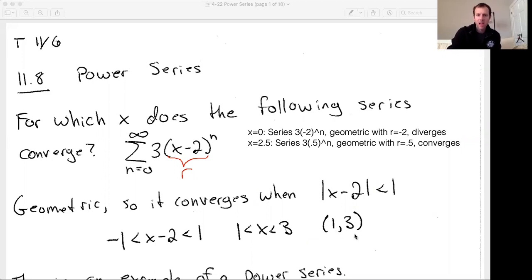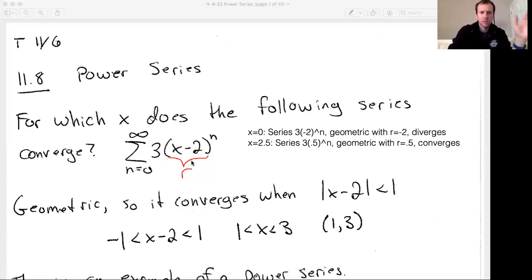It's also worth pointing out that at these endpoints, if you put in 3, you get 1 to the n, which is just 1, which means your series is just adding up 3, so that diverges. And if you put in 1, you have 3 times -1 to the n, and that series diverges because the terms of this series diverge as a sequence. So we get this inequality, and we don't use the endpoints because those correspond to the absolute value being equal to 1. And in those cases, geometric series don't converge when r is 1 or -1.